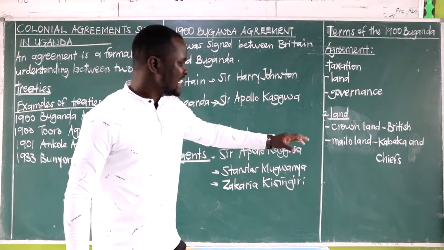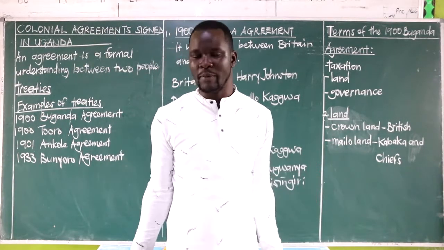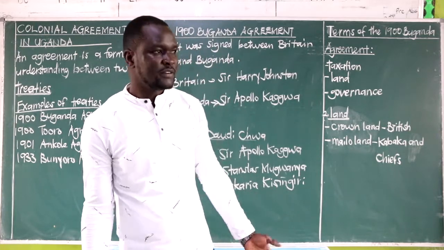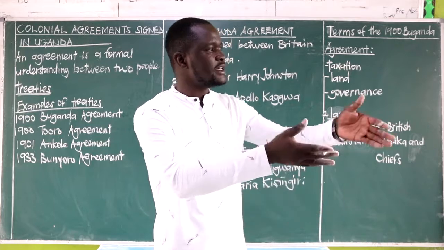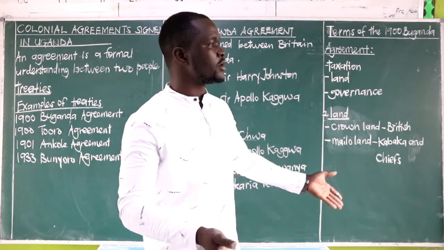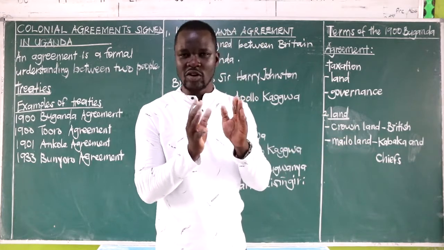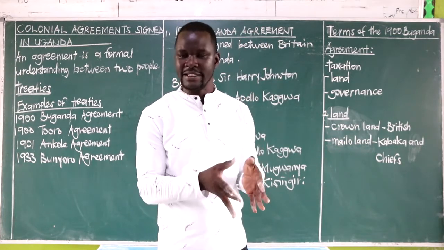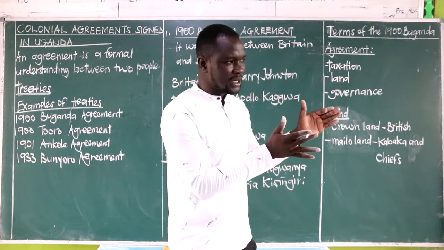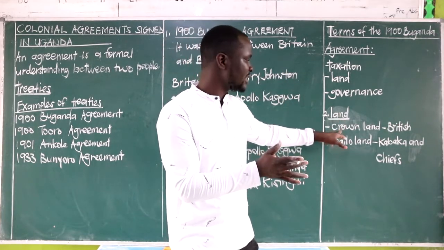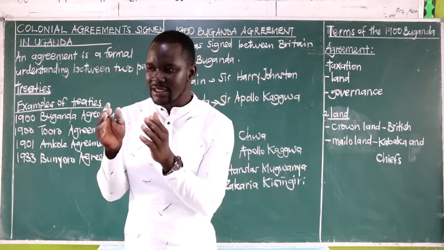Therefore, it meant that land ownership was removed from the people, from the locals. Remember, before that, land belonged to everyone. Everyone had a right over his or her piece of land. I own this plot up to somewhere there. But now they are saying that the land in Uganda is no longer under the control of an individual. It is now belonging to two sides: the British side, that is the one we are calling the Crown land, and then the Milo land, which is for the Kabaka and his chiefs.